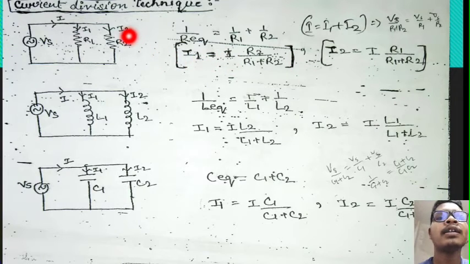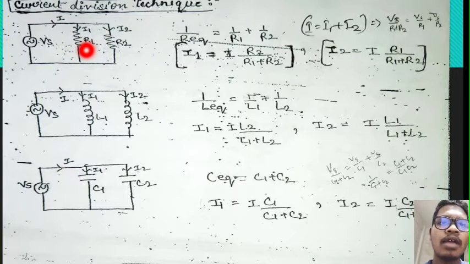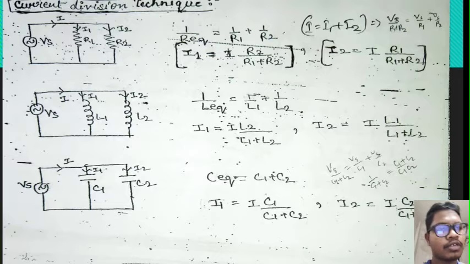If we want to find the I2 current, then it is the total current into the opposite arm resistance, that one is R1, divided by the total resistance R1 plus R2. See here, I have already mentioned all these things. Okay, no need to write, so please take a screenshot. I think you have done.